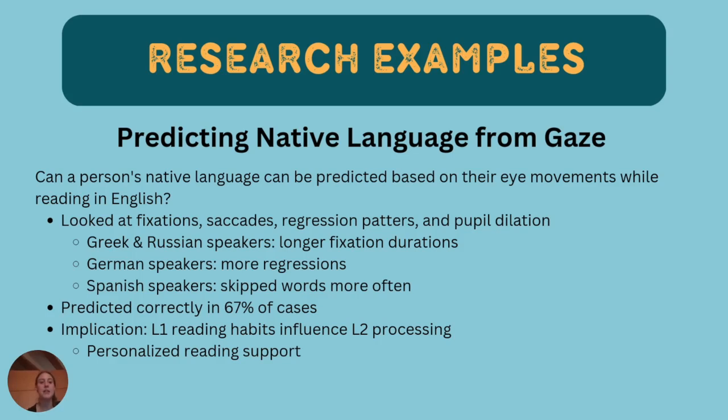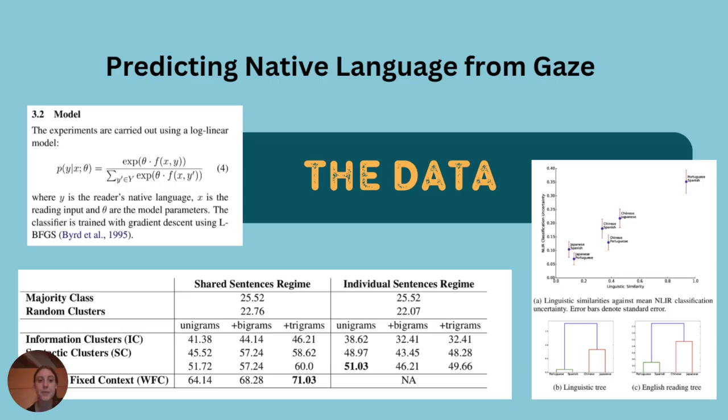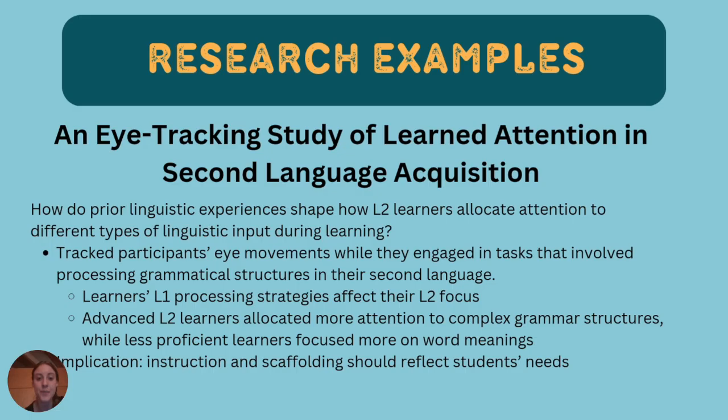So, the implication for this is that L1 reading habits influence L2 processing. And if we understand how participants are able to read in English based on their L1, we might be able to provide them with more personalized reading support as teachers. And I just wanted to include some data. This math is above my head, but I just wanted to include some of the data that comes from the system that tells you exactly how they're calculating this. It's very complicated, but I just wanted to show that really quick just to give you a visual aid.